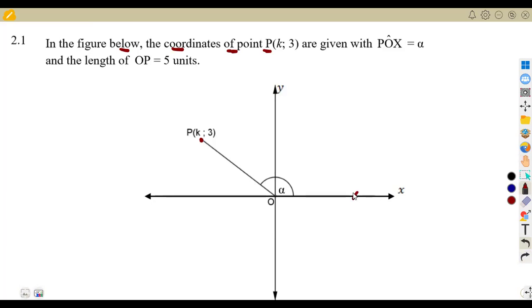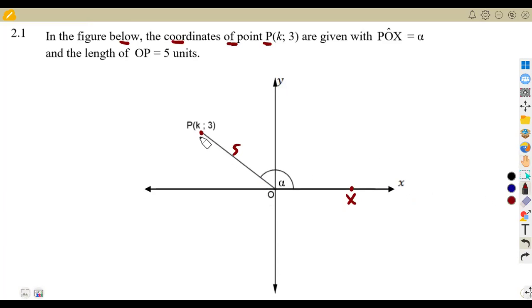So in actual sense, we are supposed to have a point referred to as X. Not to say they are referring to this X here. No, there's supposed to be a point somewhere there referred to as X. So given the length of OP, from O to P, this length is given as 5 units. So this is what you understand from the diagram. This can give us a right-angled triangle if we just extend here.